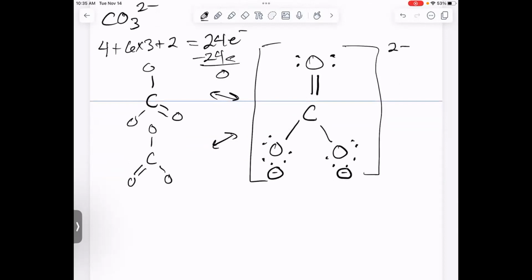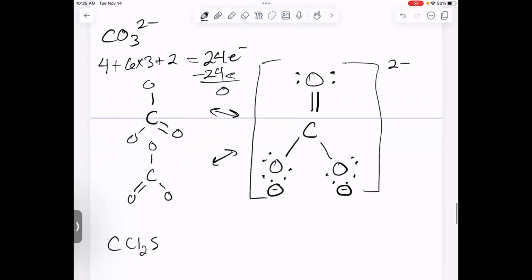Right, let's do one that's a little more mixed. Let's do the question first. It's like CO3 2 minus, so would that be the overall charge at the end?